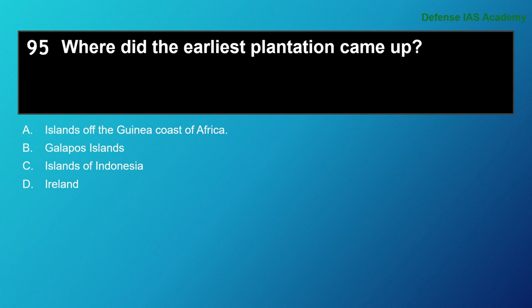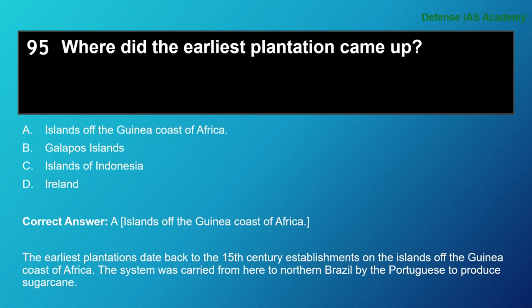Ireland and northern France are well known for their excellent butter. The highlands of southern France are famous for their quality cheese. A cheese from southern France, Roquefort, is made from sheep milk and it is cured in limestone caves. Next question, where did the earliest plantation come up? Answer is option A, island of Guinea, coast of Africa.